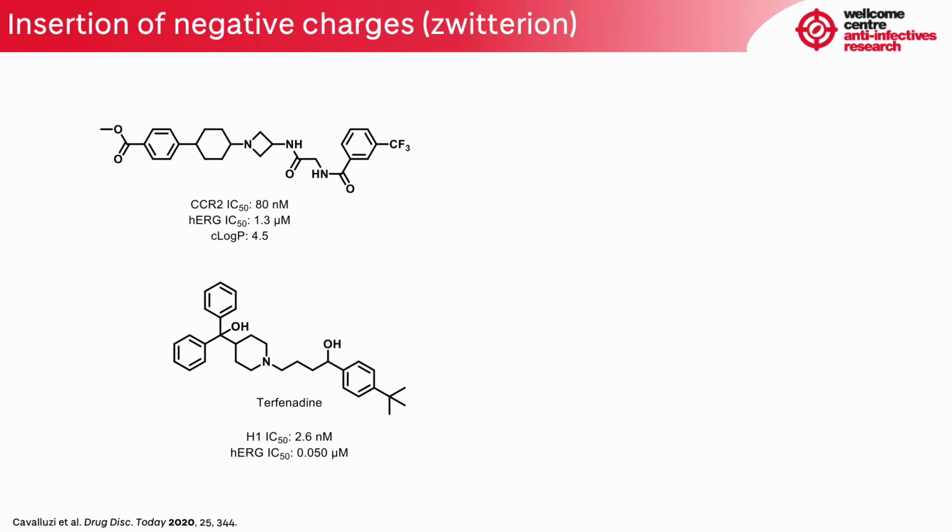Also, one thing that we can do is to insert a negative charge in a molecule, especially if the molecule has a basic unit, making the molecule a zwitterion. Well, why would that work?